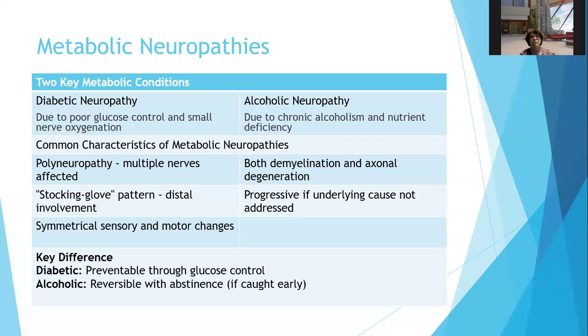Diabetic polyneuropathy is preventable through controlling your glucose fluctuations. Alcoholic polyneuropathy is reversible with abstinence if it's caught early enough. So that's good.